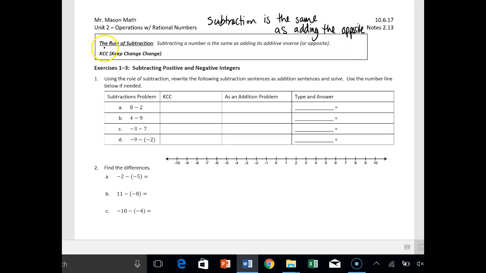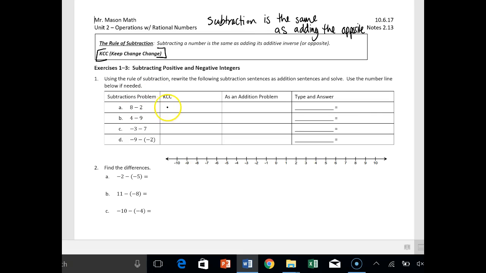And you know how we have those handy acronyms for SSAK and DSSM? Well, for us, we're going to use keep, change, change, meaning we're going to keep the first number the same. We're going to change subtraction to addition, and change the second number to the opposite. So let's try this a couple times.